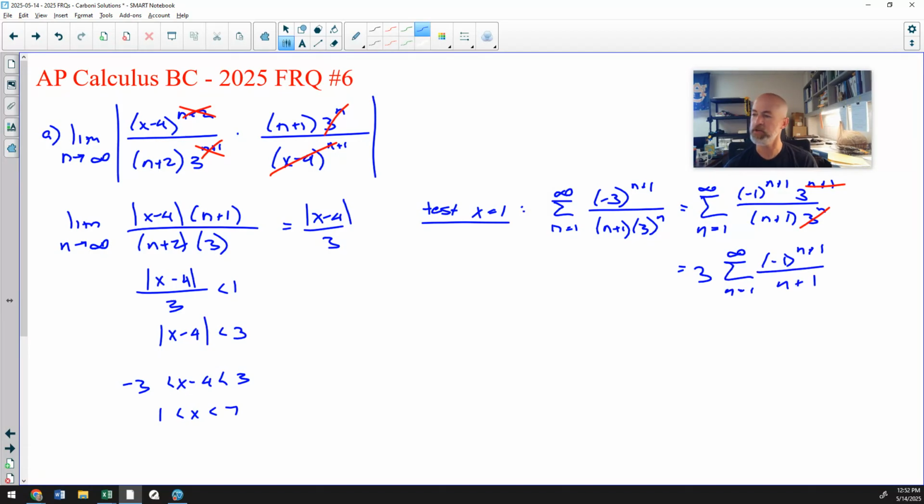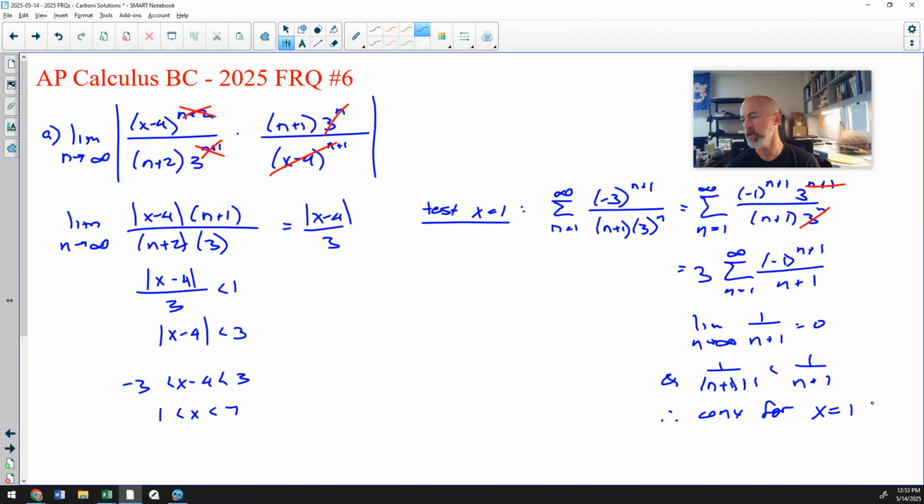I know that's going to converge, but I'm going to show that through the alternating series test. And so the limit as n goes to infinity of 1 over n plus 1 is equal to 0. And the terms do indeed decrease, because 1 over n plus 2 is less than 1 over n plus 1. Therefore, converges for x equals 1 by the alternating series test. This is so much writing.